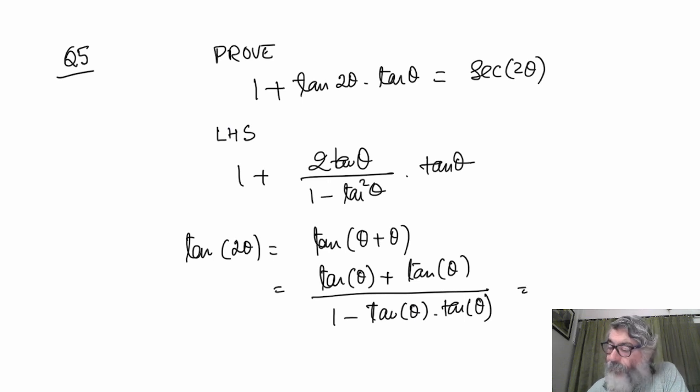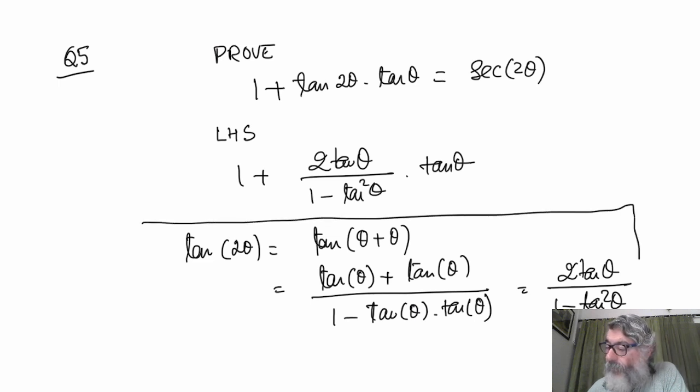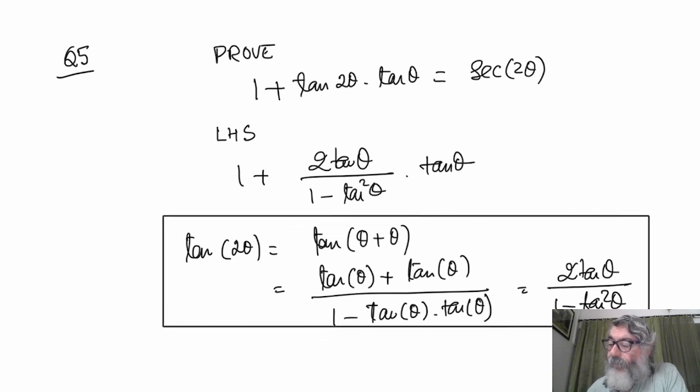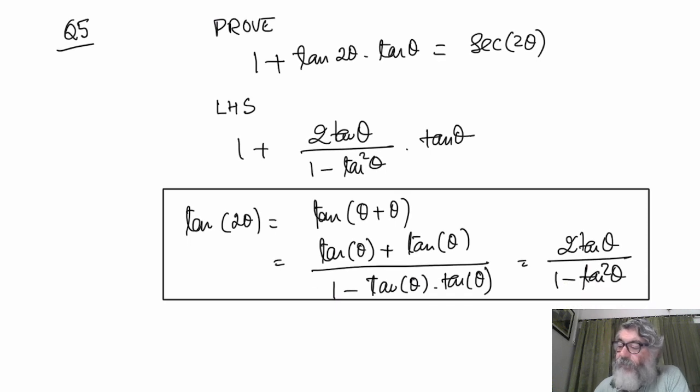In this case, both tan A as well as tan B are tan theta. So it will become 2 tan theta upon 1 minus tan square theta. That is what I have written here. This is the formula which I have written: tan 2 theta is equal to tan of theta plus theta. So 1 plus 2 tan theta upon 1 minus tan square theta into tan theta.